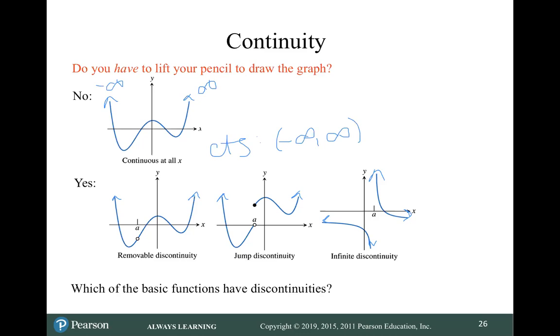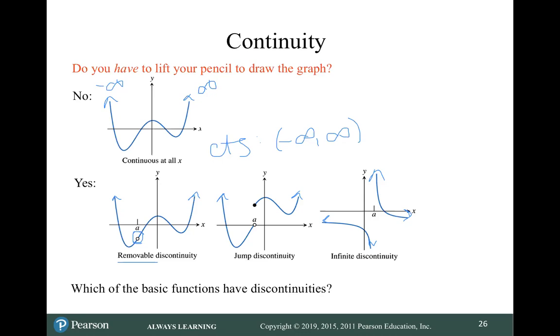Okay, in all of our other 3 examples here, you have to pick up your pencil at some point. But the question is, how much do you have to pick up your pencil? So in our first example here, it just skips over 1 point. Skips over just that 1 point right there. I could fix this by just coloring in that dot, and then it would be continuous. If that's the case, it's called a removable discontinuity. If I can fix it by putting just 1 point, it is a removable discontinuity.